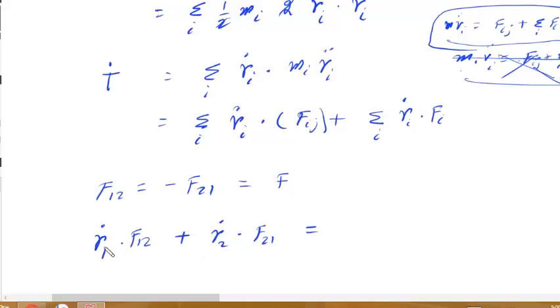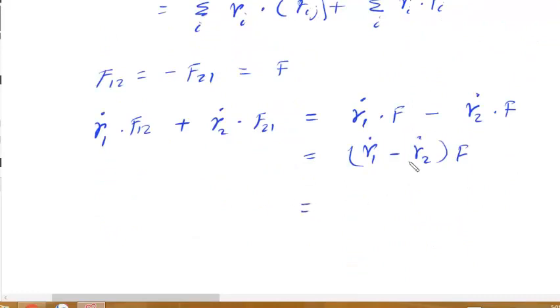Then we put the value of this here: this is r dot 1 with F, and then we can write directly minus, here is minus F, then r dot 2 and F. Okay, then we take F common: this is r dot 1 minus r dot 2 into F. And this is equal to r dot F, where r dot 1 minus r dot 2 is equal to r dot.